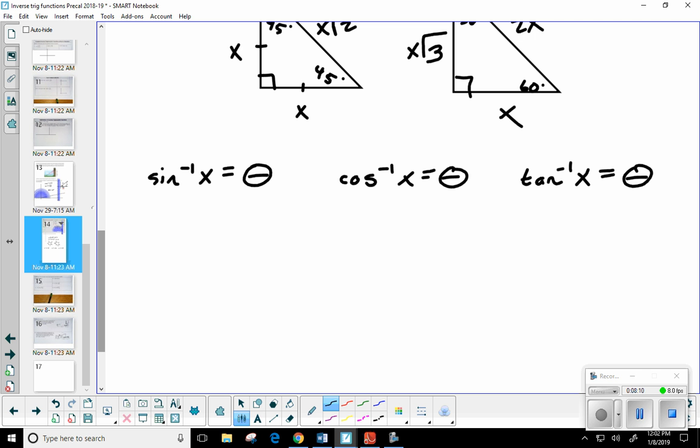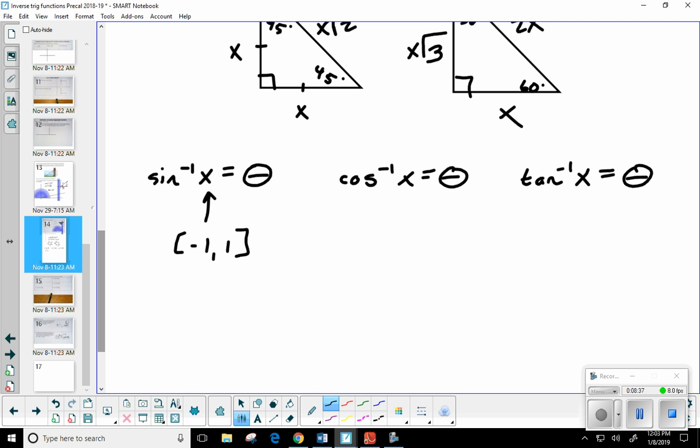But it's really important we know what the restrictions are. For example, the only ratio that I could input for sine inverse has to be between -1 and 1. If I try to plug in anything outside of that interval, it's not going to work. What other trig function has the same input? Is it cosine inverse or tangent inverse?